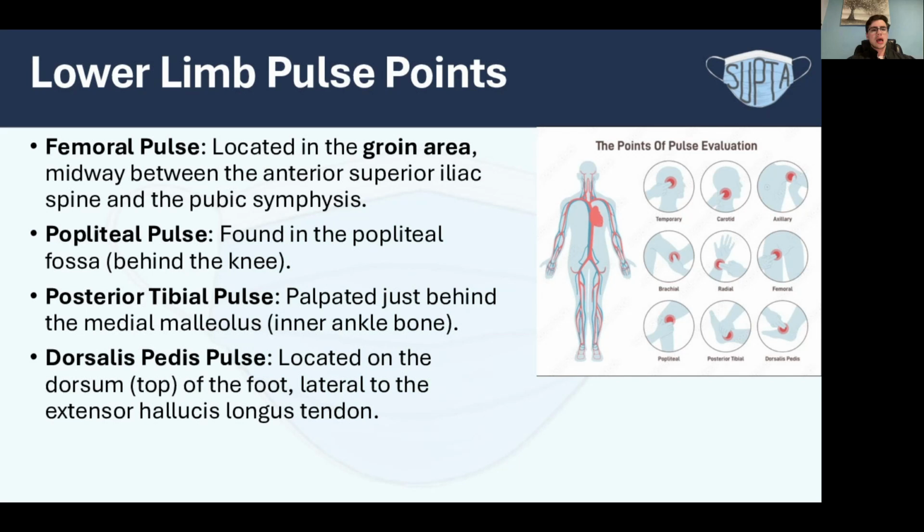Just before I move on to the other ones, this is just an idea of where the pulses are. It differs from person to person. So this is a guidance to where to start, and then you can move around the area, and then you'll find the pulse.